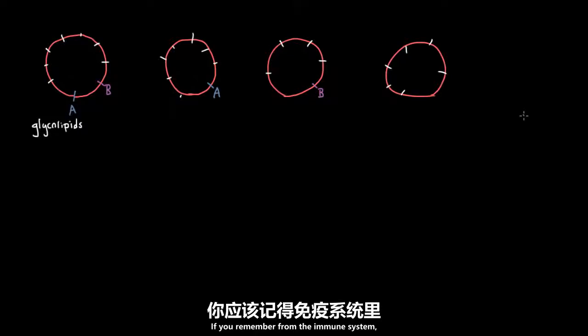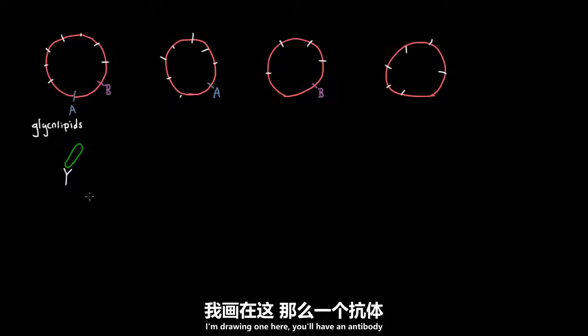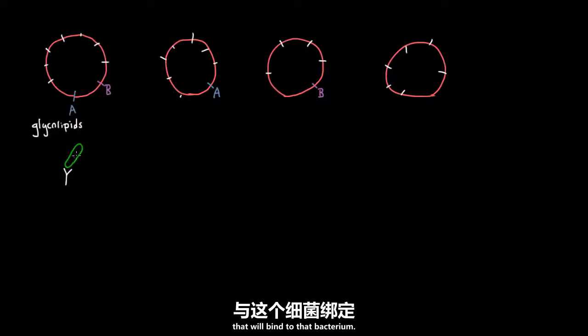So if you remember from the immune system, there's something called an antibody, and we usually draw it in this shape here. Your body has antibodies, and it uses these antibodies to fight things that it doesn't want in the body. So for example, if you have a bacterium, I'm drawing one here, you'll have an antibody that'll bind to that bacterium, and the purpose of that is that now your body knows that it should destroy this bacterium. So this antibody is kind of like a tag that marks this guy for destruction.